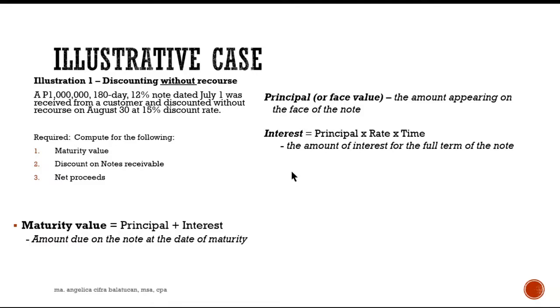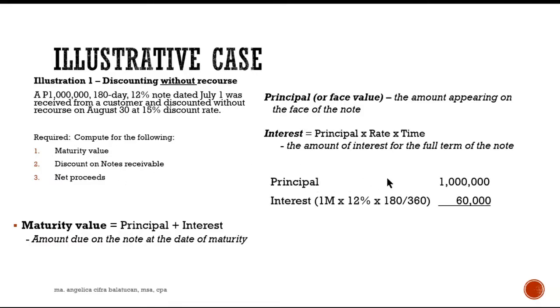So how do we compute the first requirement, the maturity value? That's principal, which is 1 million, plus the interest. And the interest would be 1 million times the rate, which is 12%, times the time. And the time here is 180 over 360. But it depends on the problem. Again, if it specifies 365, then we will use 365. If it says 360, then it's 360.